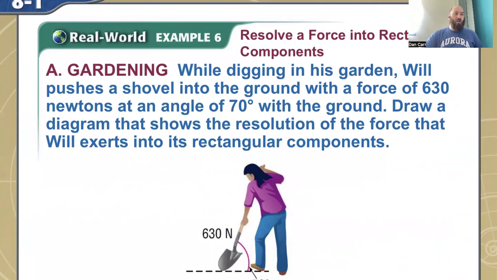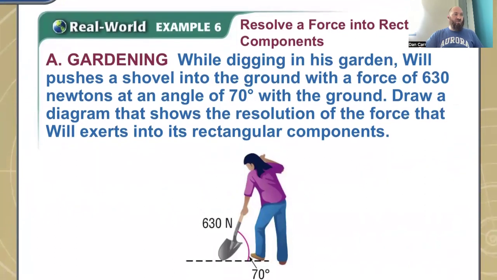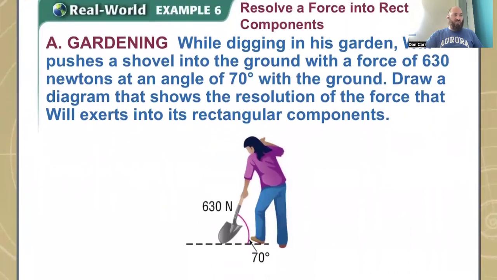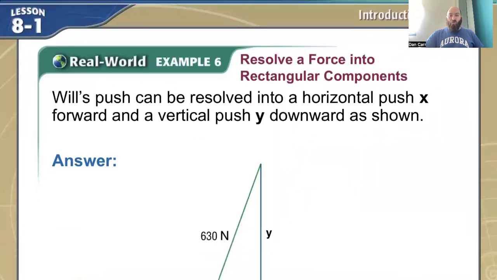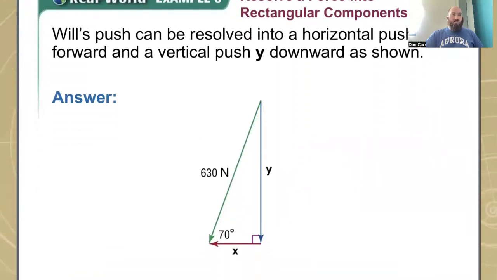All right, while digging in his garden, Will pushes a shovel into the ground with a force of 630 newtons and an angle of 70 degrees with the ground. Draw a diagram that shows the resolution of the force that Will exerts into its rectangular components. So the idea here is that we're basically creating a triangle. Since Will is pushing at an angle with 630 newtons, there is going to be a vertical component and a horizontal component. He's not going straight down, he's going on an angle.